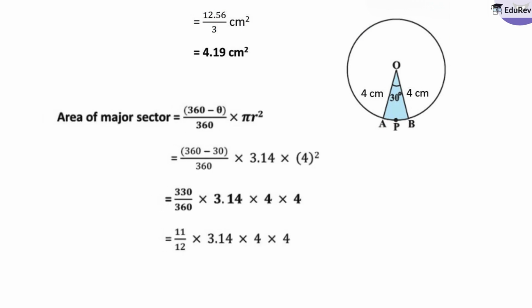Now, we can find the area of the major sector. Major sector angle is equal to 360 degrees minus 30 degrees, which equals 330 degrees. Using the same formula, we find that the area of the major sector is 46.05 square centimeters.